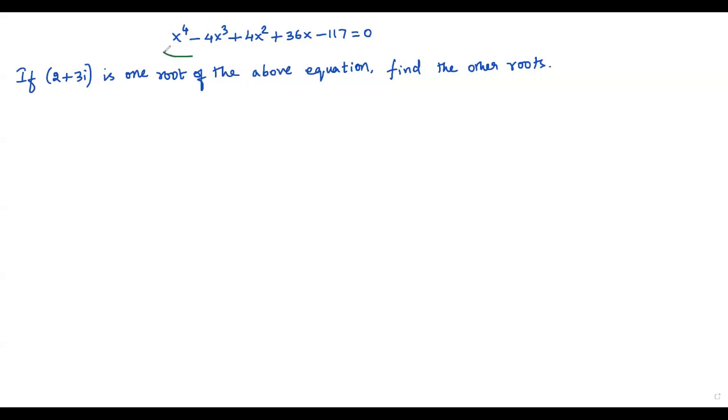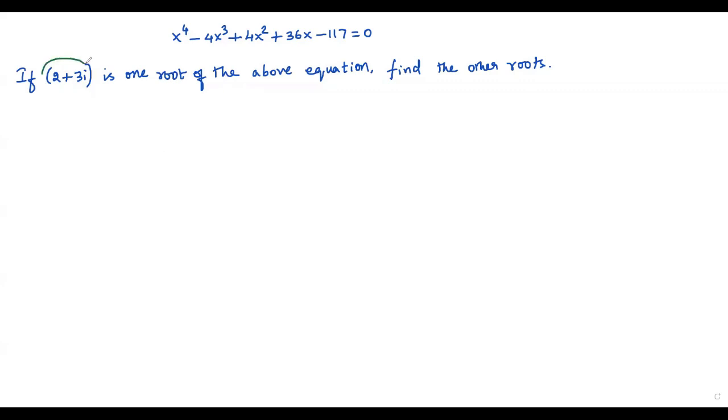Okay, actually it's an equation of degree 4. That is, the largest exponent of the variable x is 4. Since the degree of the equation is 4, we'll have 4 roots for this equation. In those 4 roots, one root is given in the question itself, that is 2 plus 3i. And we have to find the remaining 3 roots.